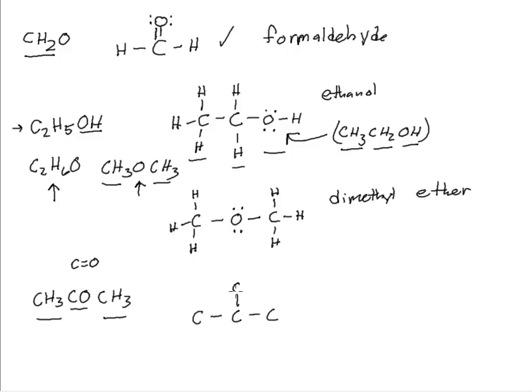I'll put a CO single bond for now. We may turn it into a double bond. Let's make sure we have the leftmost CH3 and the rightmost CH3. So now we have our 2, maybe we'll call this number 1, call this number 2. We have CH3 number 1 and CH3 number 2. And we have the CO group in the middle.